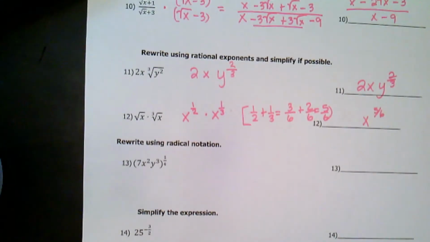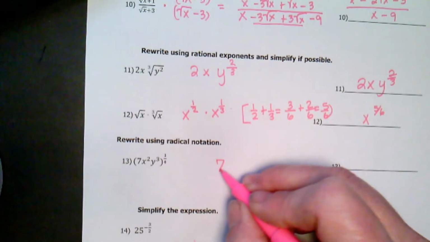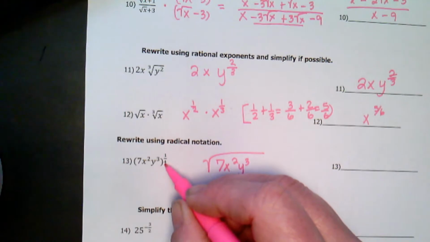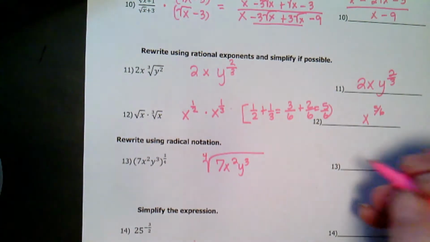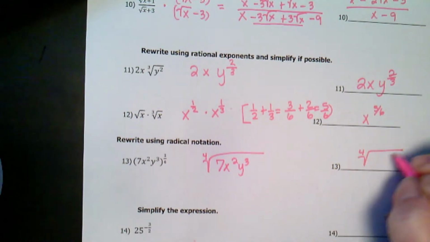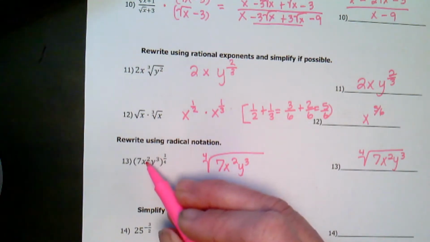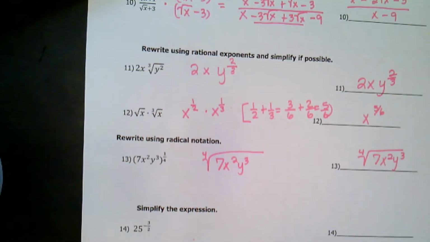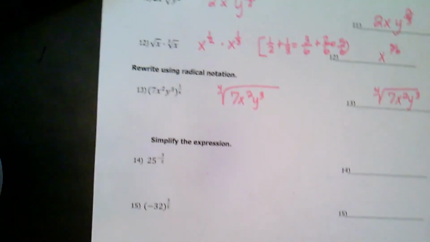Number 13, rewrite using radical notation. So basically we can take this whole thing, and the bottom number is what goes out here. Now if there was something in the top, then we would give each one of these that exponent. Alright, number 14.